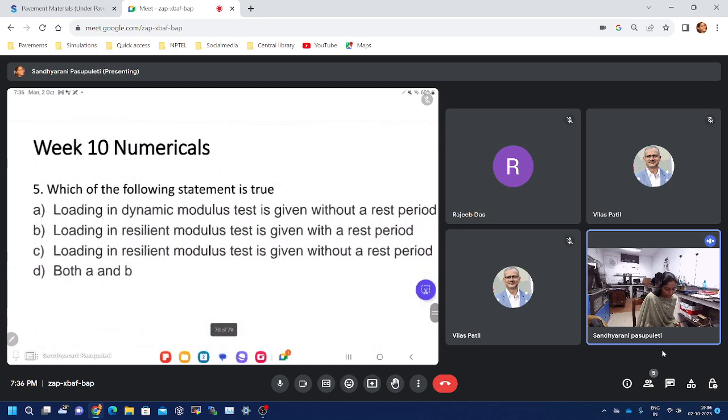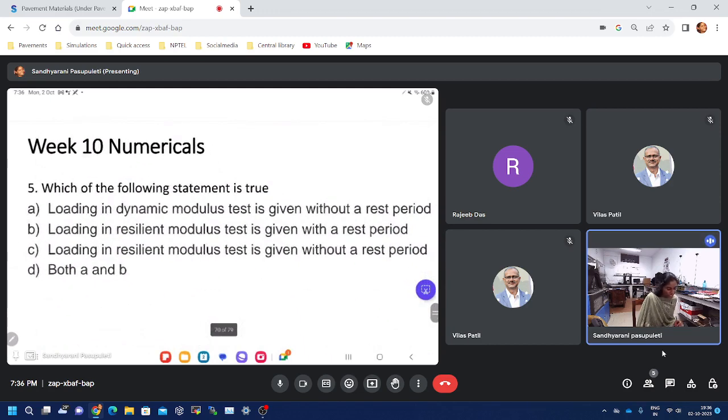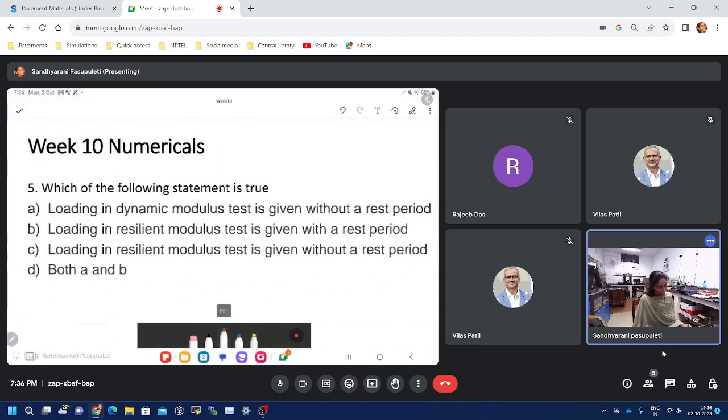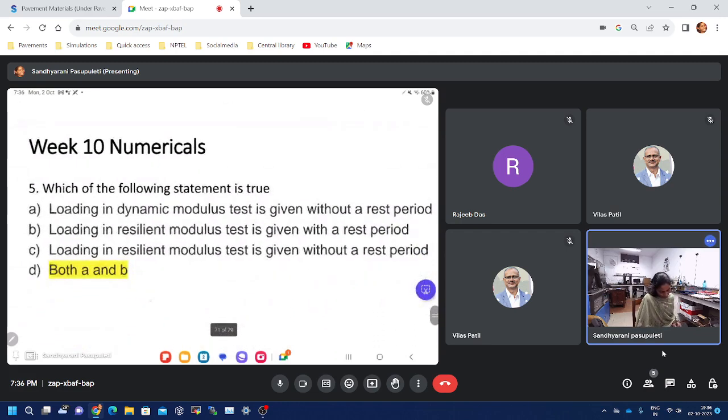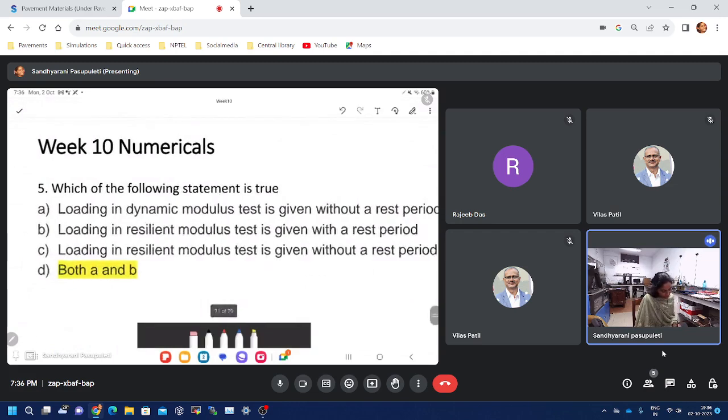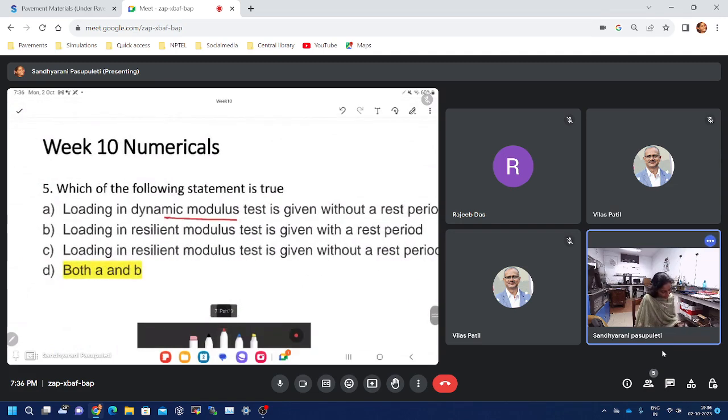Which of the following statements is true? Loading in dynamic modulus without a rest period. We have already discussed that in the resilient modulus, we apply the load, we give a rest period, we apply the load, we give a rest period. But in the dynamic modulus, we apply a haversine load without rest period. So A and B: loading in dynamic modulus is without a rest period, correct. Loading in resilient modulus is with a rest period.